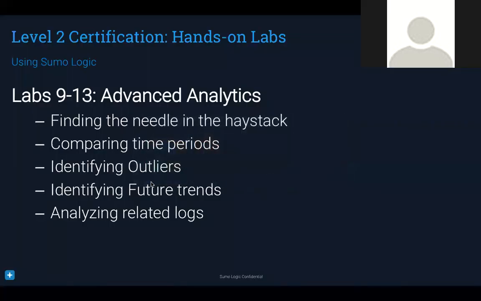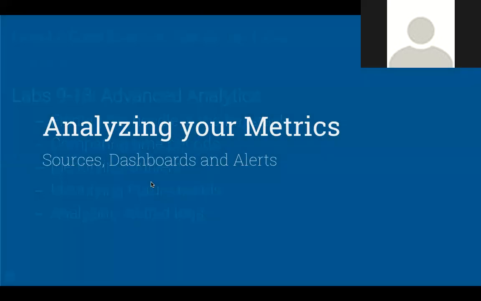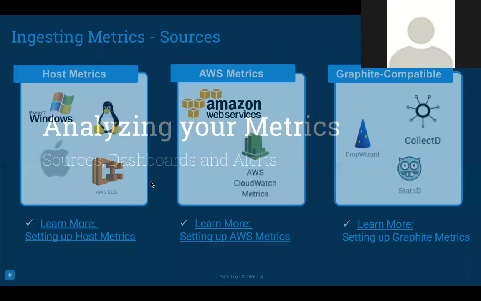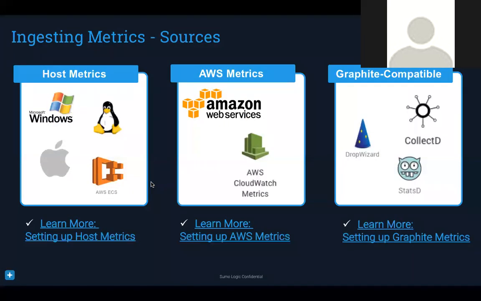I've been talking a lot about logs, and the idea behind logs is it allows you to do a lot of the troubleshooting. But what about the metrics themselves? What about the metrics that you're keeping an eye on ahead of time? So, as I mentioned yesterday, metrics can be brought in from three main sources.